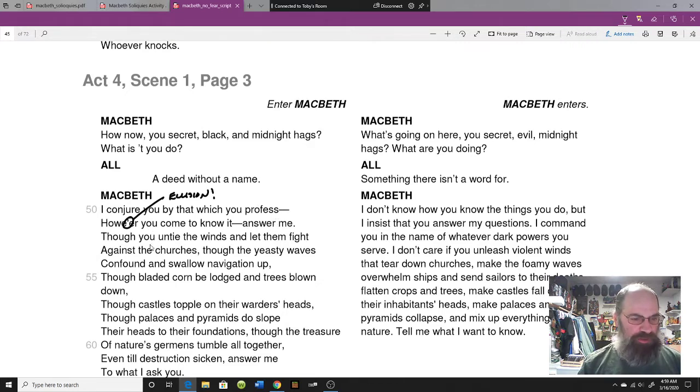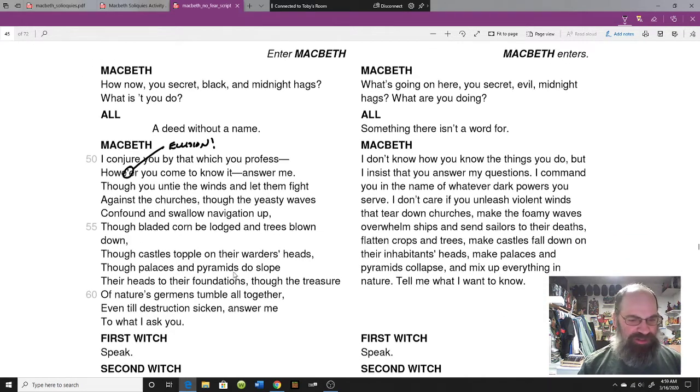"Answer me. Though you untie the winds and let them fight against the churches, though the yeasty waves confound and swallow navigation up, though bladed corn be lodged and trees blown down, though castles topple on their warders' heads, though palaces and pyramids do slope their heads to their foundations, though the treasure of nature's germens tumble all together, even till destruction sicken, answer me to what I ask you."